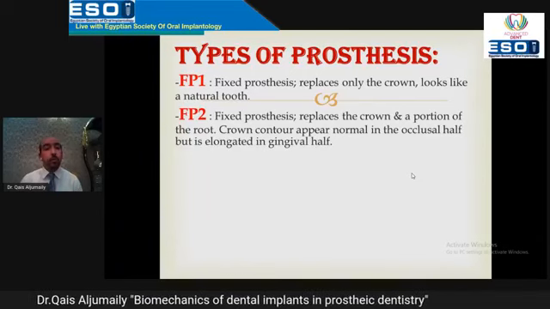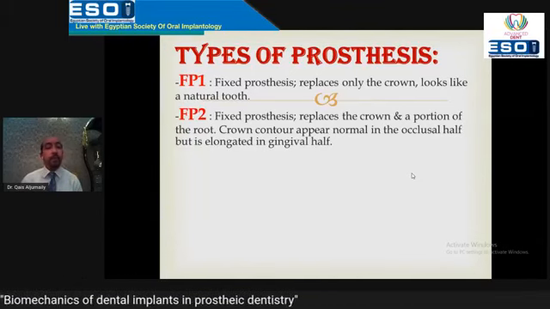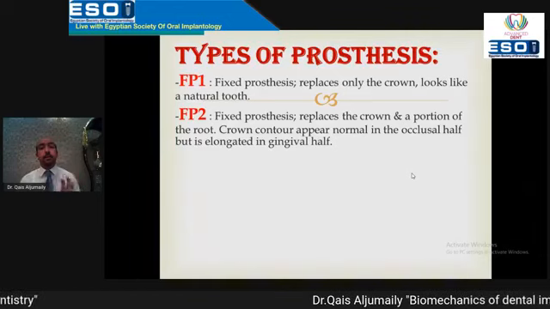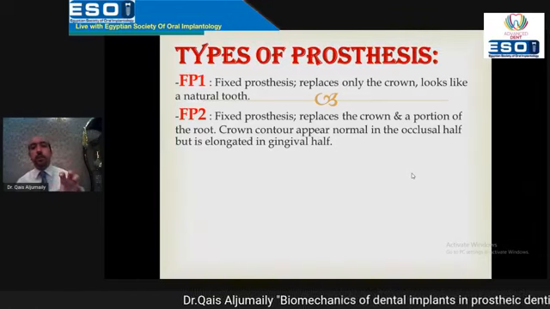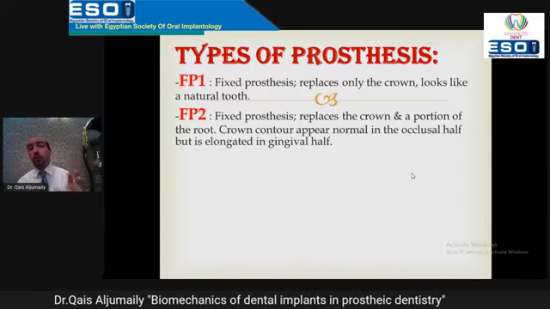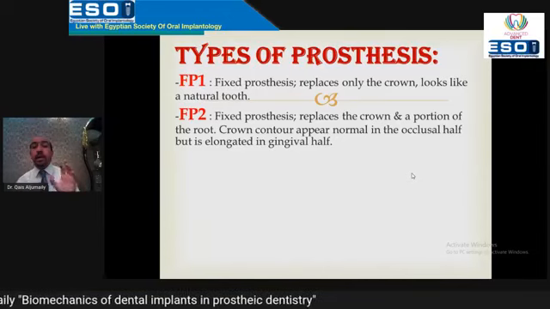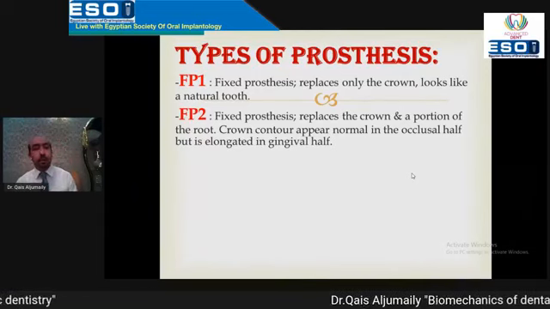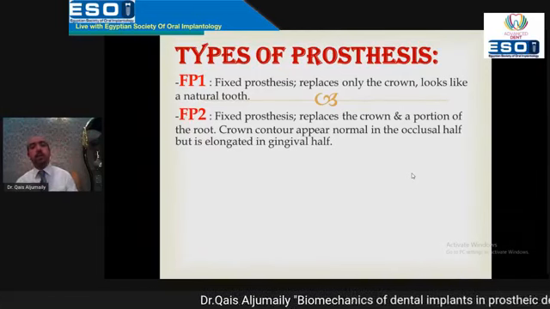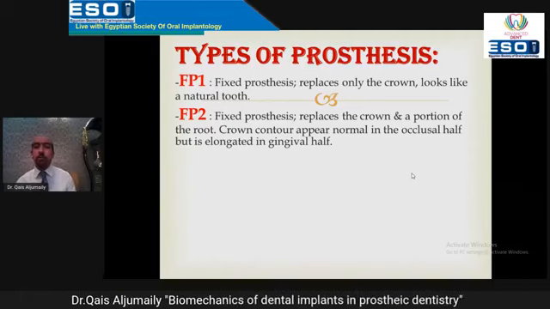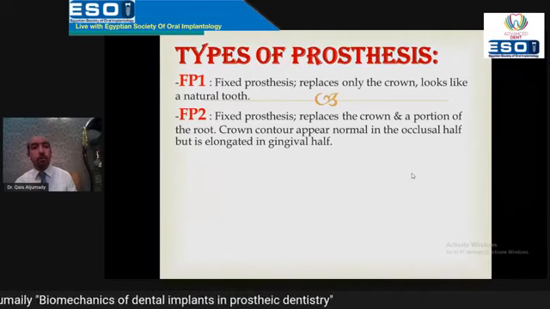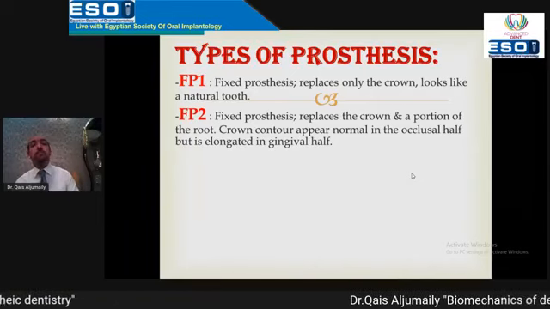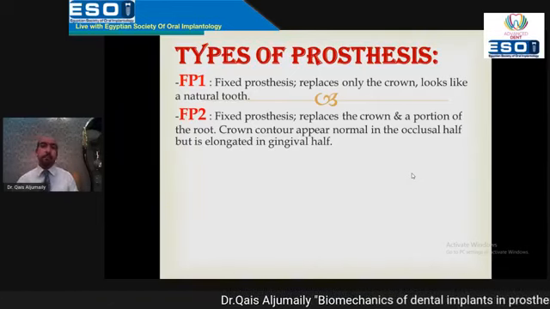Type number 2, which is FP2, which is a fixed prosthesis, crown or bridge, which will replace the missing crown and a part of the root. Here, when we have, for example, a bone resorption, tooth extracted for a long time, and there is a recession of the soft tissue and bone resorption, here we have to replace the crown and part of the root, for example.